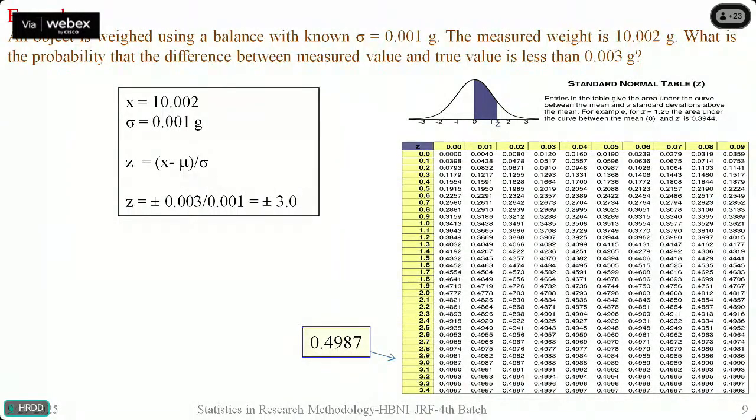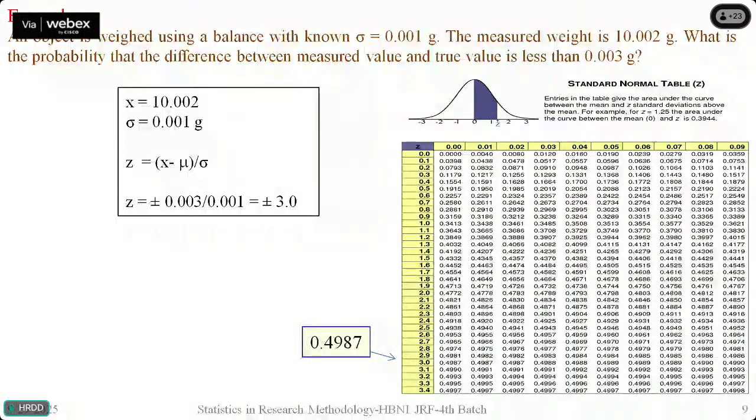We have seen that the measured value is equal to the true value. X is equal to mu, so X minus mu becomes 0. Z is X minus mu by sigma, which means Z equals 0. You agree? What is the area corresponding to Z equal to 0? It is 0.